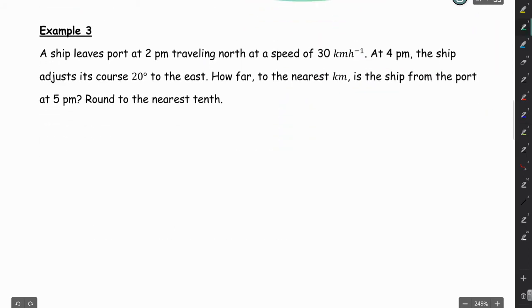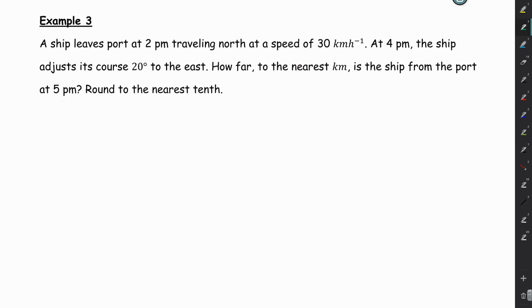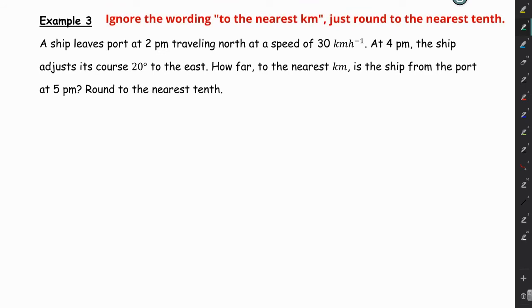All right, so now that we have the basic understanding of how to use the cosine rule, the law of cosines, we're going to look at some more difficult problems, something more likely that you would see on an IB exam. So we have a ship leaves port at 2 p.m., traveling north at a speed of 30 kilometers per hour. At 4 p.m., the ship adjusts its course 20 degrees to the east. How far to the nearest kilometer is the ship from port at 5 p.m.? And we're going to round that to the nearest tenth.